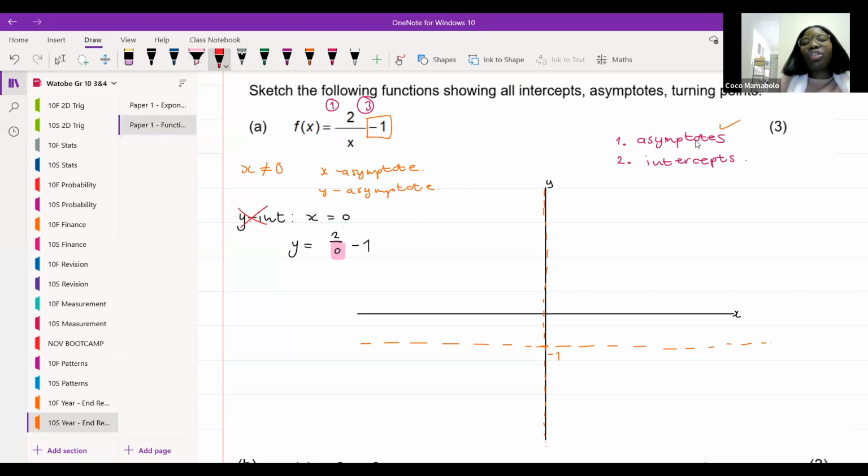But let's try for our x-intercept. If I look for my x-intercept, y is going to equal 0. So I'm going to replace f of x, which is the same thing as y, with 0. So I'm going to have 0 equals 2/x minus 1. And now I'm going to solve for x. What's my first move?